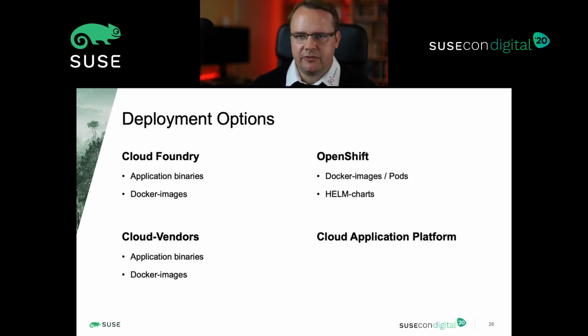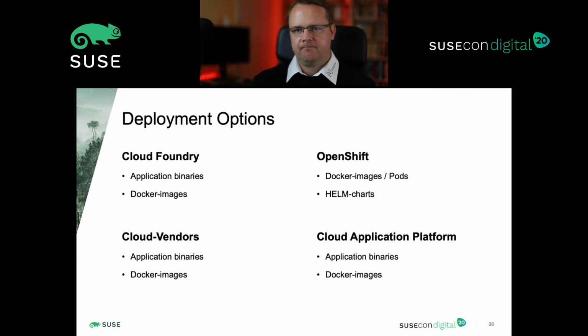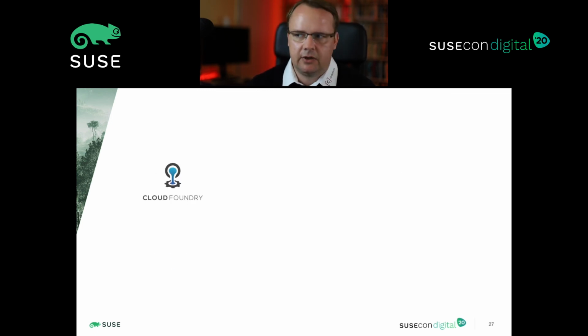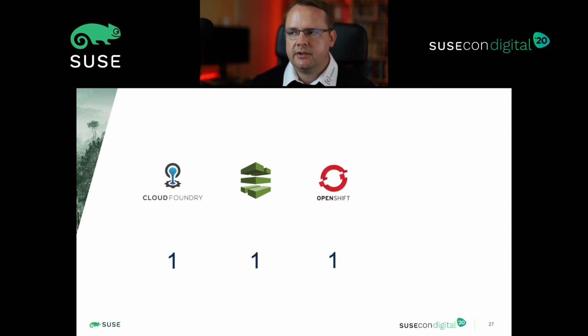And SUSE Cloud Application Platform basically brings all of the nice things together. You are able to run your application binaries, you are able to run your Docker or container images, and you are able to use Helm charts. So you get the best of all of the worlds here. That gives Cloud Foundry 1 point, the cloud vendor specific offerings 1 point, Red Hat OpenShift 1 point, and SUSE Cloud Application Platform gets 2 points because you have the most options here.